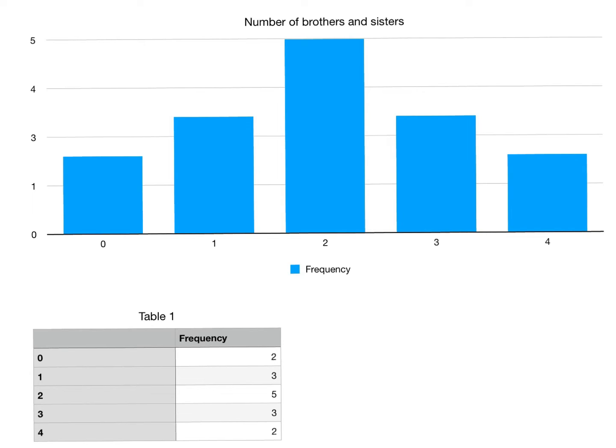And here's some examples. So looking at our table down the bottom, the frequency represents how many times something occurs. So the 0 occurs twice, the 1 occurs 3 times, the 2 occurs 5 times, the 3 occurs 3 times, and the 4 occurs twice. And you can see that represented on our column graph.